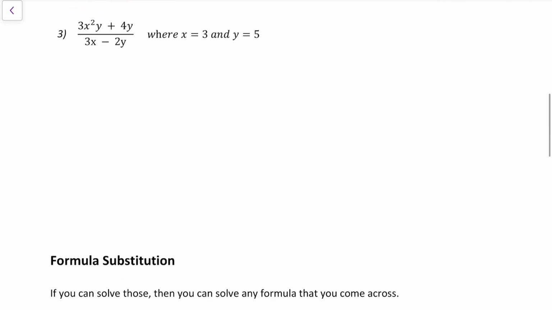Again, here's another one for you to try. Pause the video and start it up again when you're ready. Okay, so our first step is to substitute in our numbers. So x is 3 and y is 5.